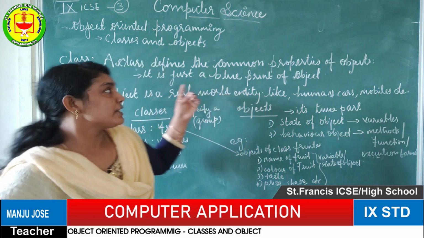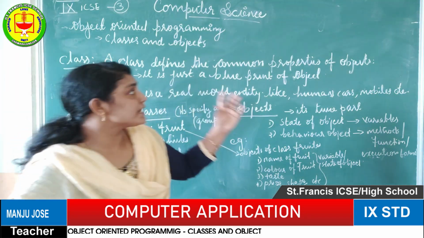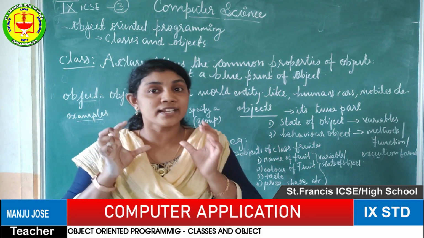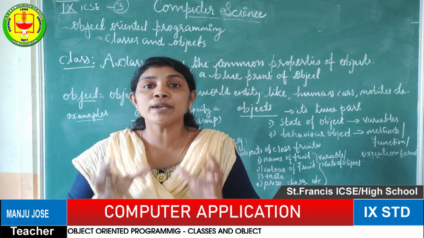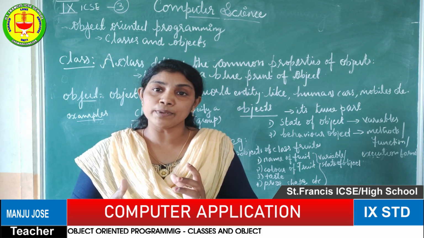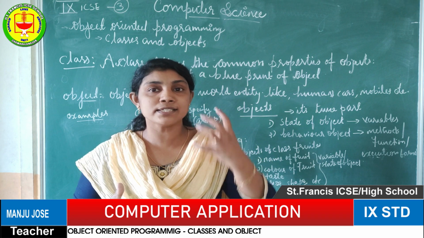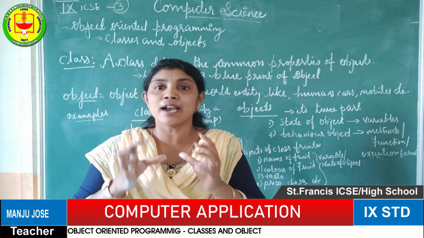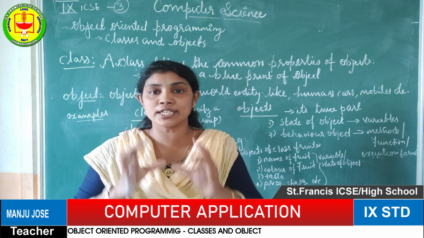Here it is already mentioned: a class defines the common properties of objects. So a class defines the common properties of objects. What do you mean by common properties? Commonly what we are seeing, that is the common properties. With an example I will explain what a class is and how it works.